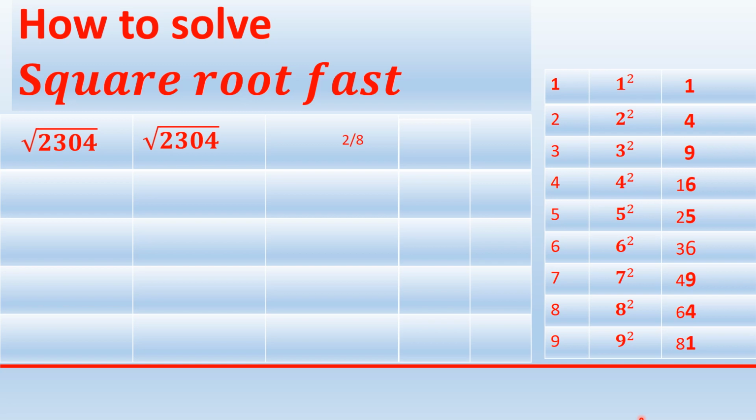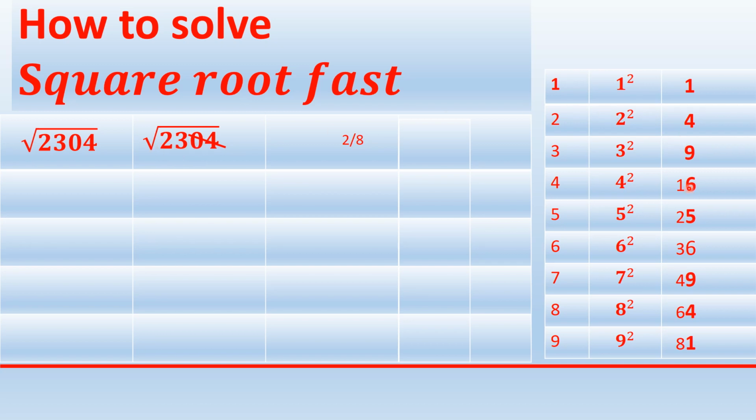What we do first is we look at the ending number here, 04. In the square root, 4 and 64 have that ending. So 4 is 2 squared, 64 is 8 squared. So we pick 2 and 8 here so that we cancel out the last 04 numbers. So we end up having only 23.